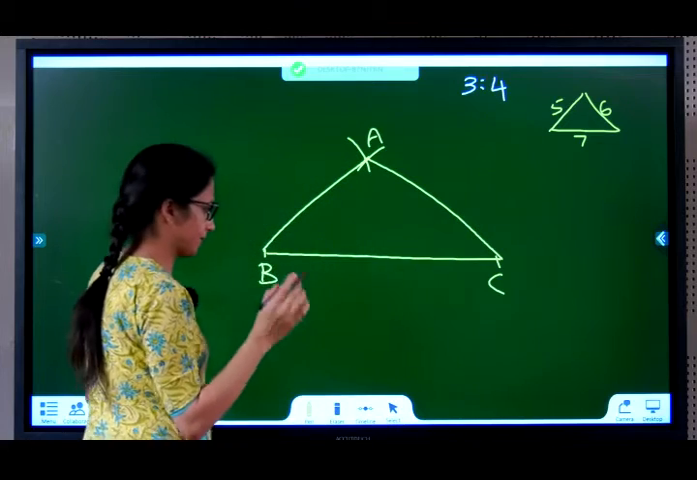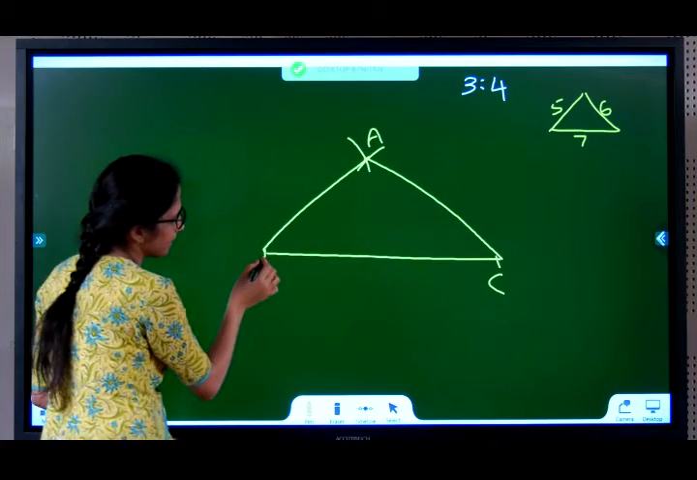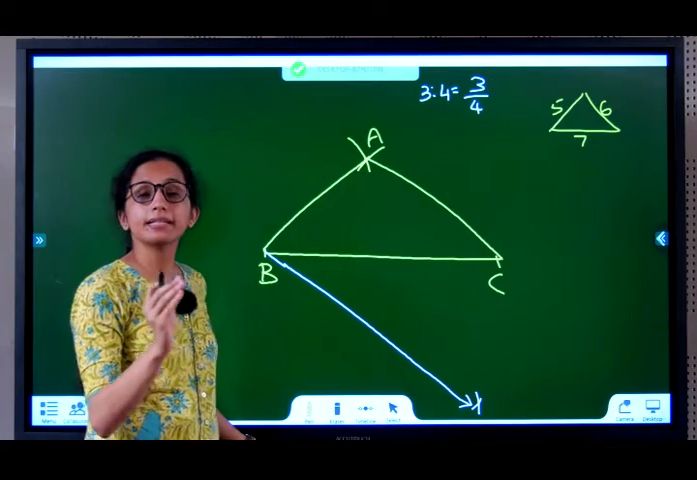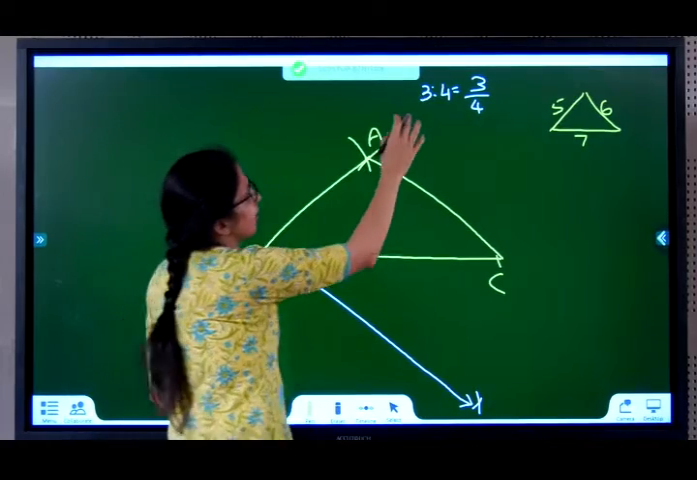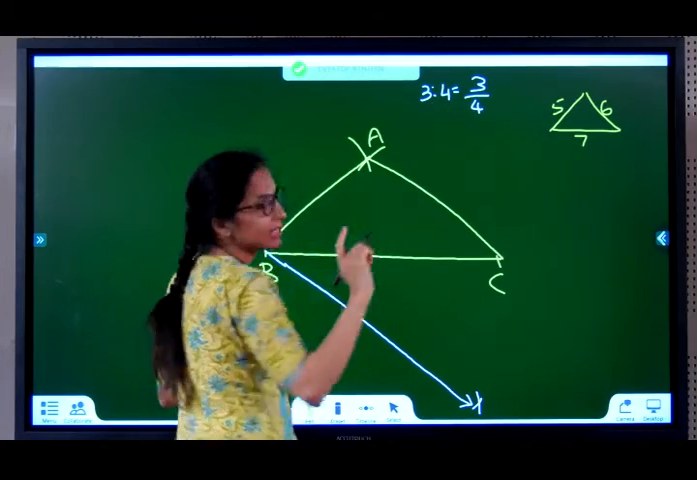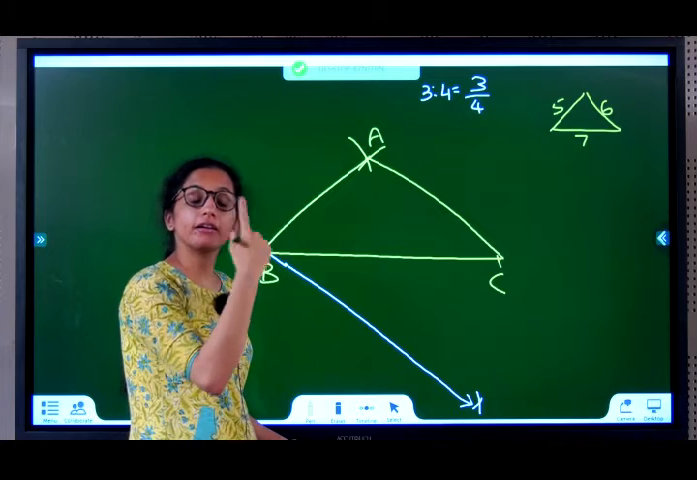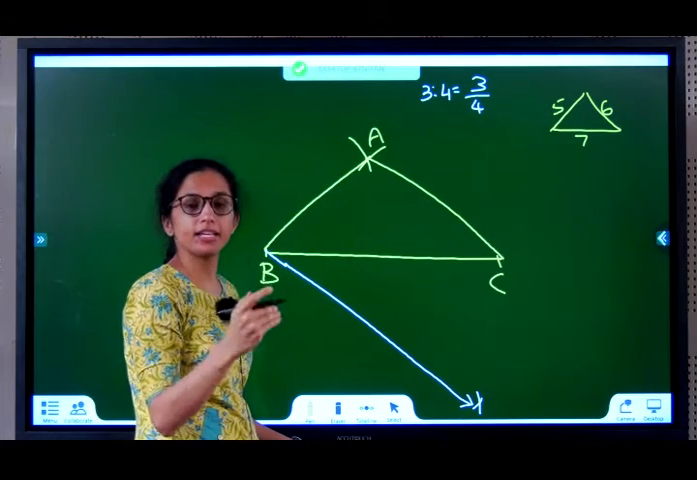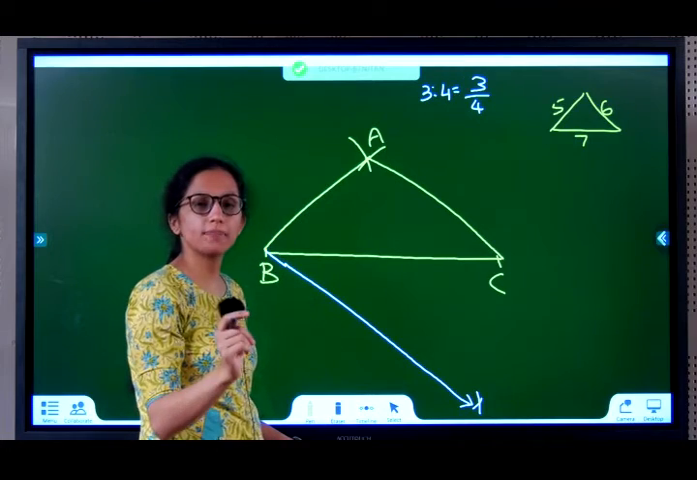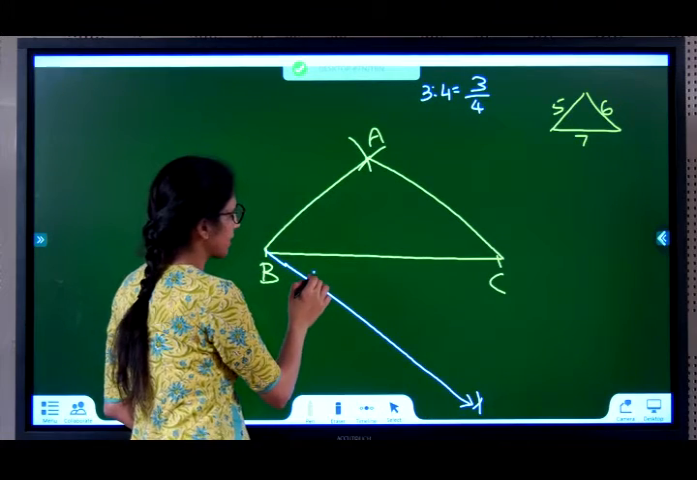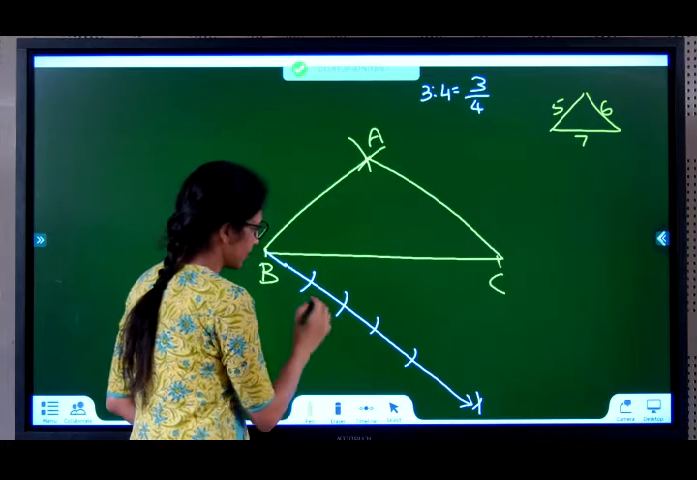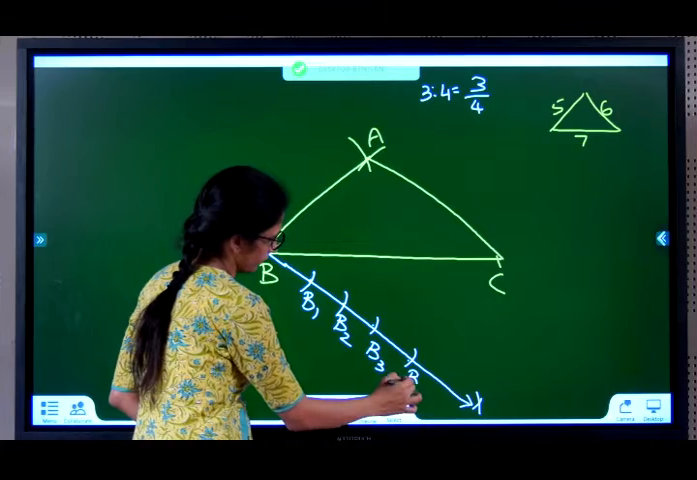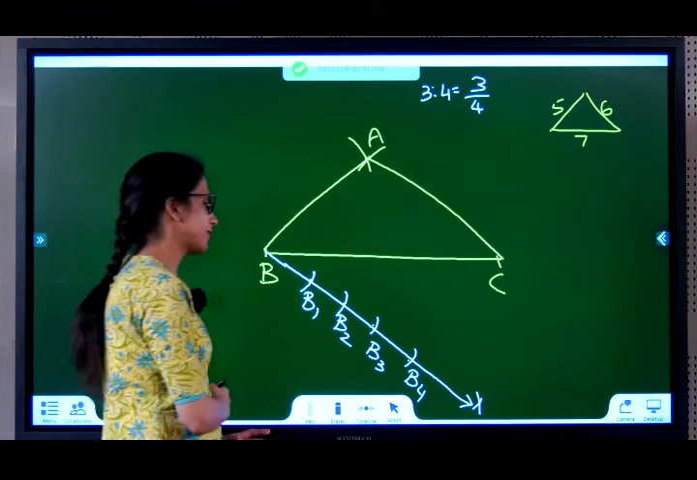So as usual, like the previous part, keeping BC as the base, construct an angle CBX. On BX, how many arcs will I cut? In 3:4, you should see whoever is the bigger number. In the line segment problem, we added m and n and cut that many arcs. Here, in 3:4, who's the bigger number? 4. So you will cut 4 arcs. You can say 1 centimeter or 0.5 is also fine. Cut 4 arcs of same length.